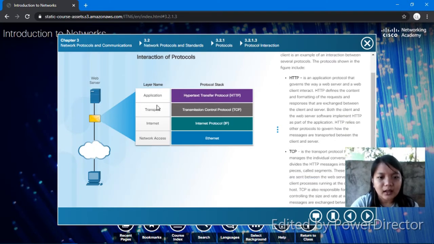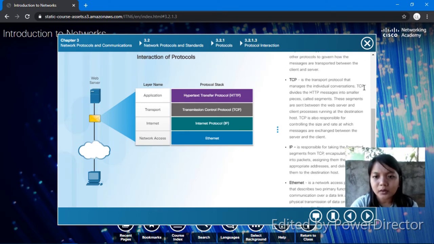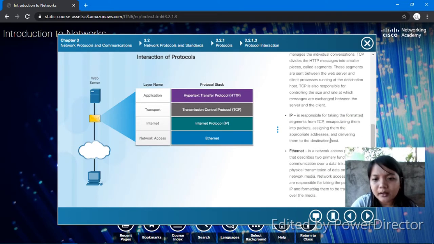The layer name is application for the Hypertext Transfer Protocol, or HTTP, and TCP is the transport protocol that manages the individual conversation. So that is the transport. And IP is responsible for taking the formatted segments from TCP and encapsulating them into packets. So that is for the internet.